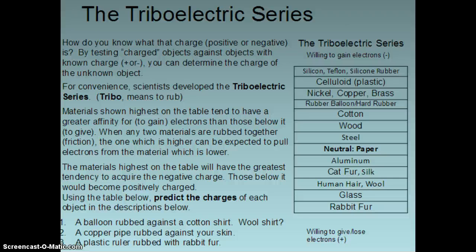So if 3 electrons transferred, some object has a net positive 3, then the other object that gained them must have a negative charge, a -3 charge. Here we're looking at the triboelectric series. The objects up here that are highest on the table tend to have a greater affinity to gain electrons, so they're going to end up with a net negative charge, and those at the bottom are going to end up with a net positive charge, because they're more likely to give up or lose electrons. If it gives up electrons, it's going to be positive. If they gain electrons, they're going to be negative.